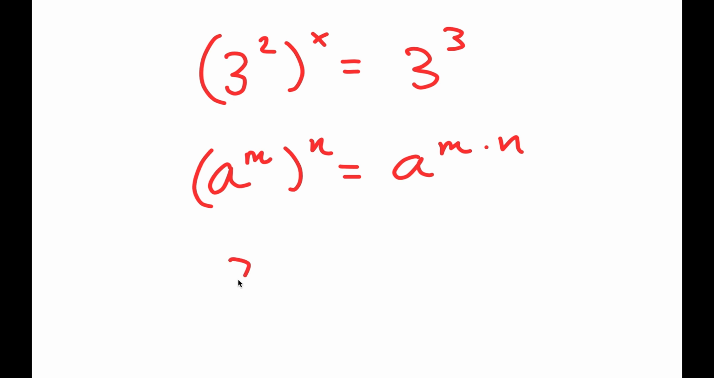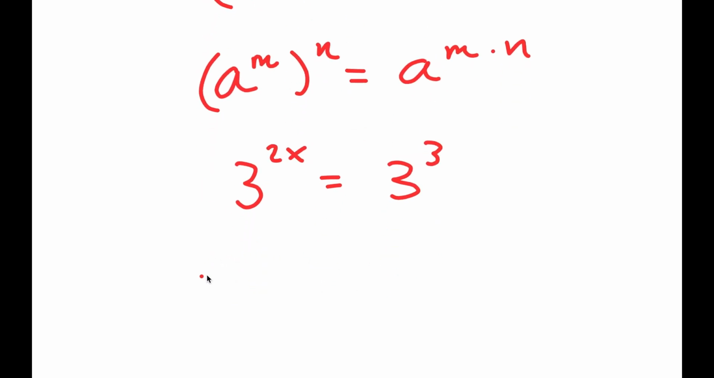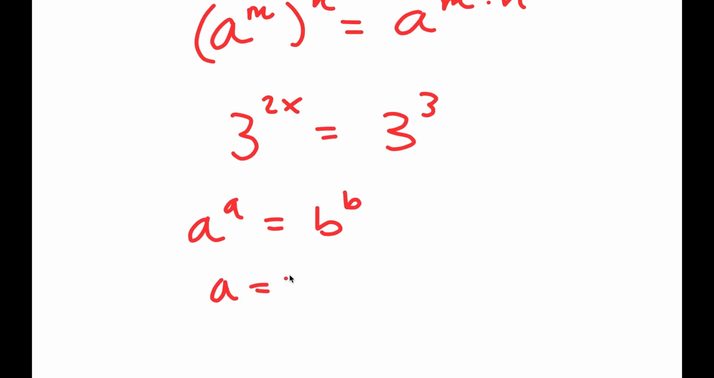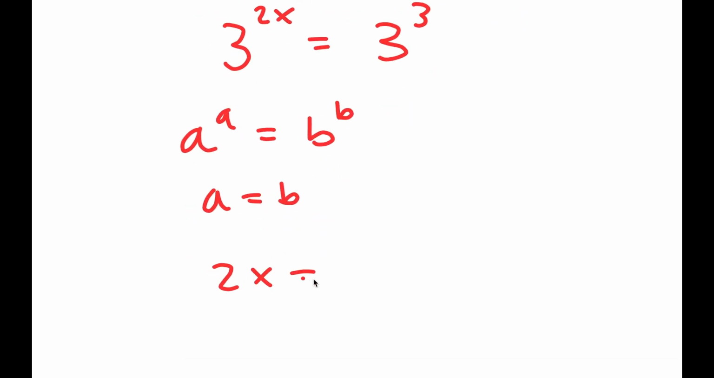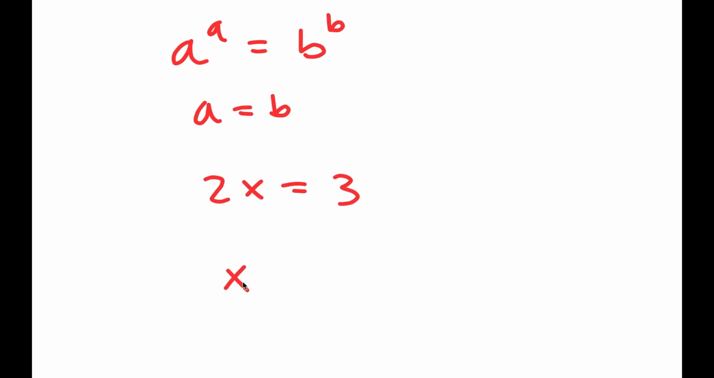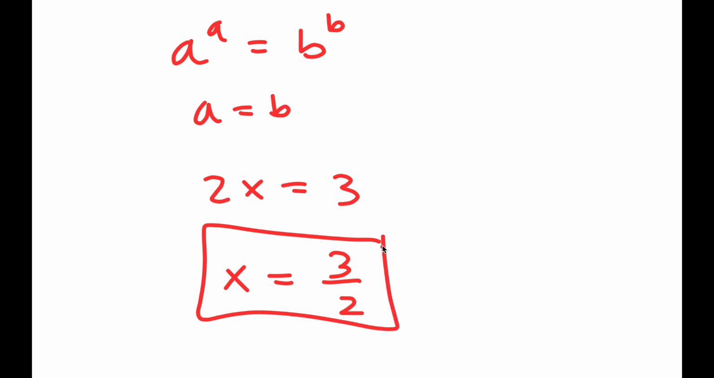So 3 to the power of 2 to the power of x is equal to 3 to the power of 2x, which is equal to 3 to the power of 3. And if I have something in the form a to the power of a is equal to b to the power of b, this means that a is equal to b. So 2x is equal to 3, and x is equal to 3 over 2. So this is my solution to this equation.